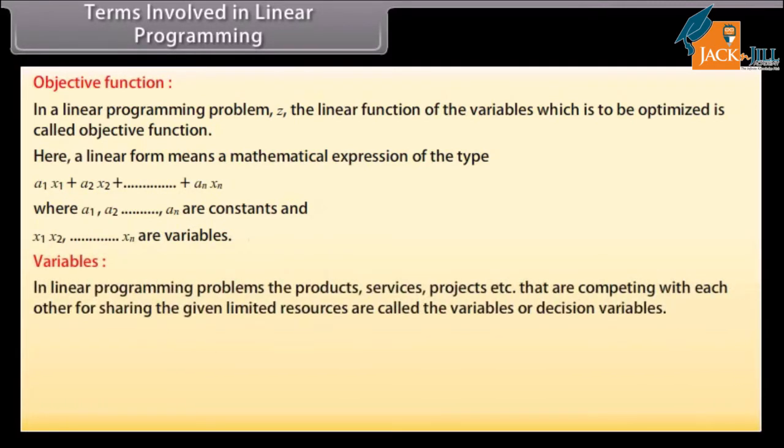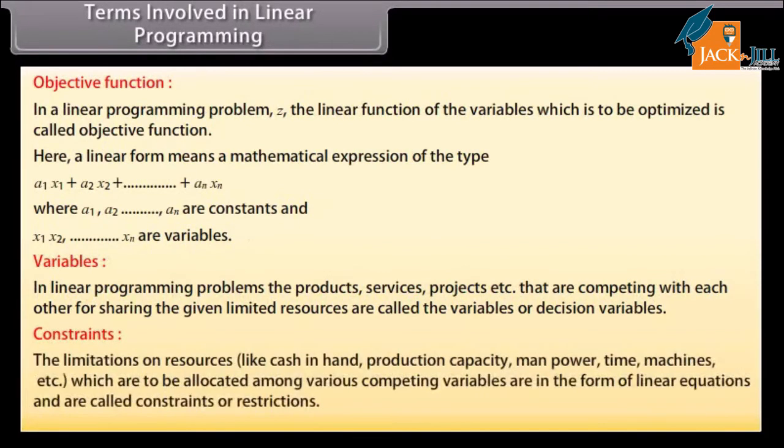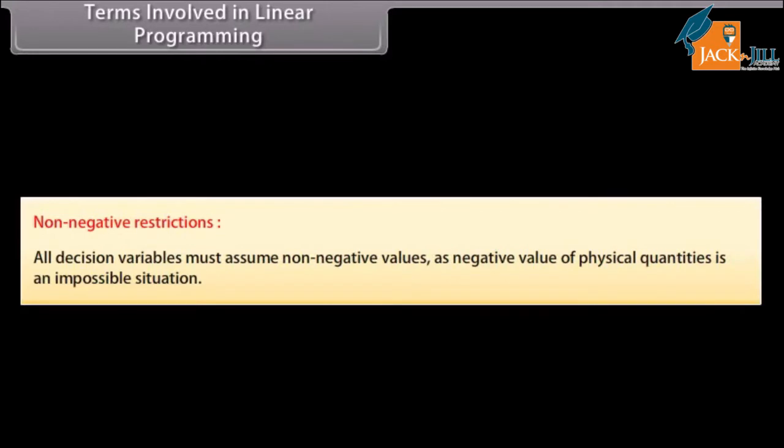Variables. In linear programming problems, the products, services, projects, etc. that are competing with each other for sharing the given limited resources are called the variables or decision variables. Constraints. The limitations on resources like cash in hand, production capacity, manpower, time, machines, etc., which are to be allocated among various competing variables, are in the form of linear equations and are called constraints or restrictions. Non-negative restrictions. All decision variables must assume non-negative values, as a negative value of physical quantities is an impossible situation.